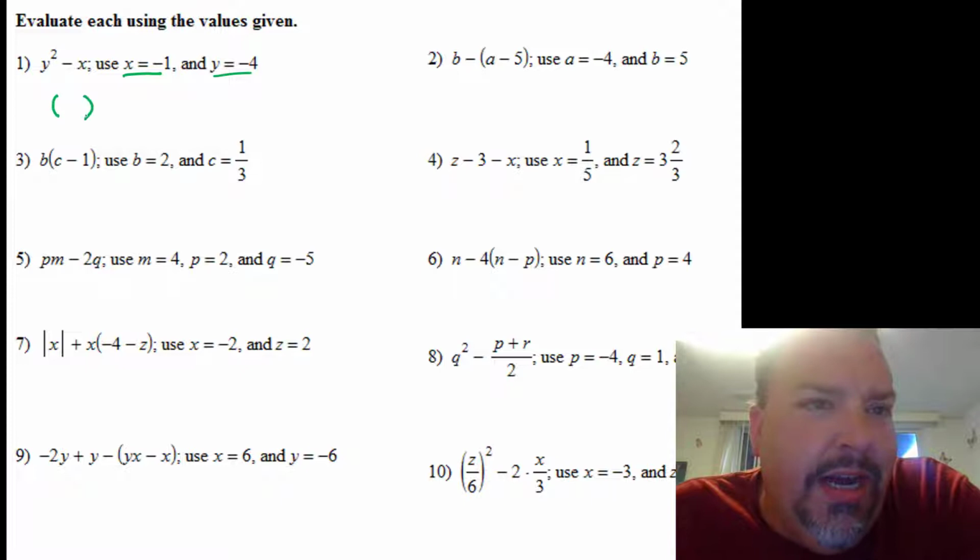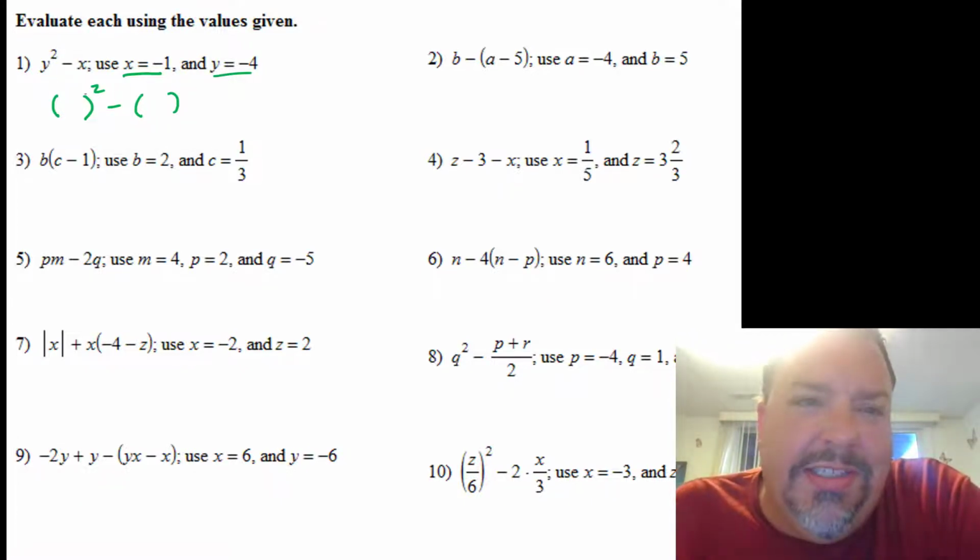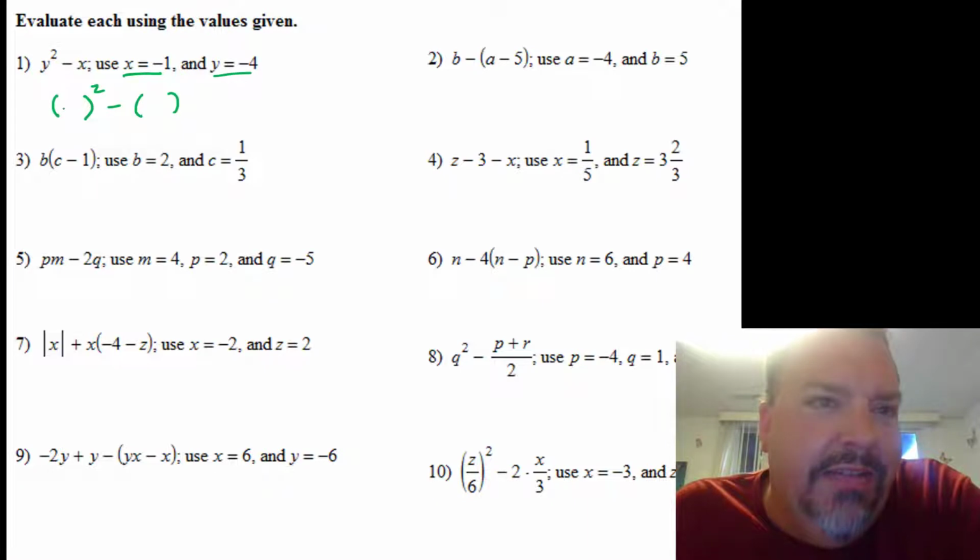We're going to take out the y, put a parentheses there, square it, minus x, take out the x, put a parentheses. I like to put these parentheses in because if you're putting it in the calculator and you leave out the parentheses, sometimes it causes problems, especially when you're squaring a number like we are here. And if it's a negative, and what goes in for y, that's going to be negative 4. And what's going to go in over here, that's negative 1.